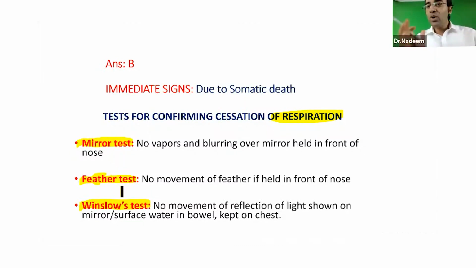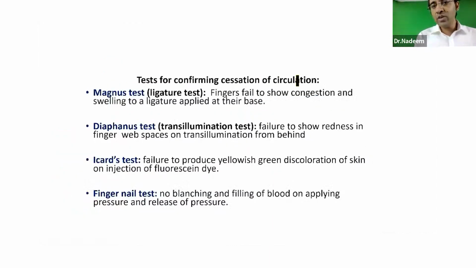Winslow test: you keep a bowl of water over the chest. If you cannot see a reflection of light and cannot see any movement of the water, that is the Winslow test. These are the tests we perform to check stoppage of the lungs. Next, we have to understand stoppage of circulation. One is called the Magnus test. This was a picture-based question in December. In that question, a ligature was applied over the base of a finger.